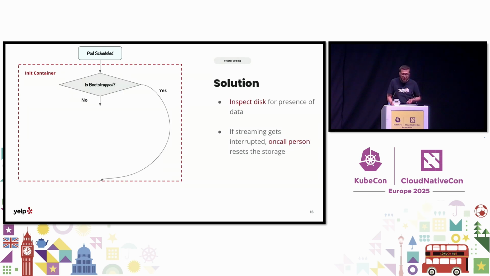So in order to ensure that, within the init container, we first check whether the node is already bootstrapped or not, so we don't do restreaming again. A simple way of doing this is by checking the presence of data on the attached persistent volumes. If streaming got interrupted previously by any hardware failures or any other disruptions, we don't automatically handle it for this particular use case. Instead, we let our on-call person reset the storage and make a decision, because such events in our experience have been rare.